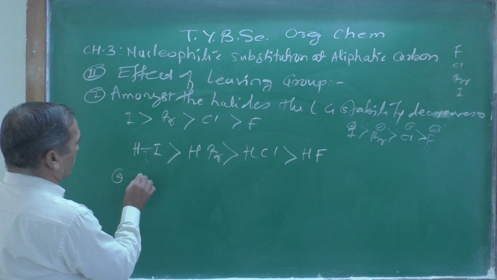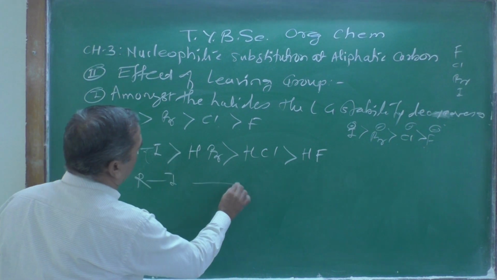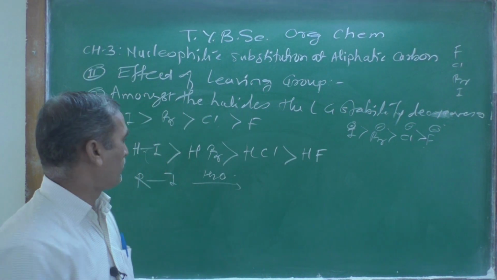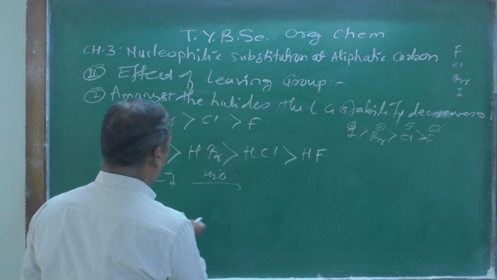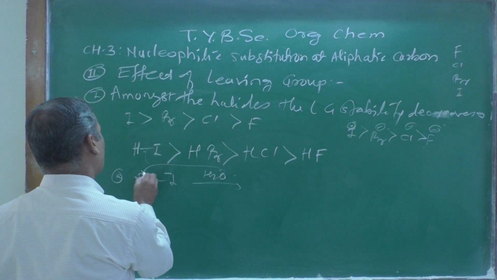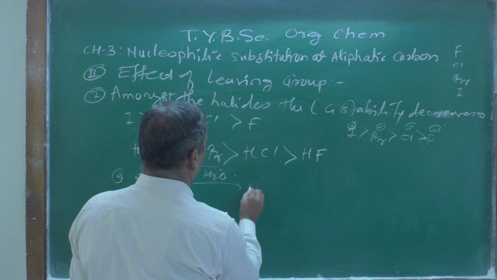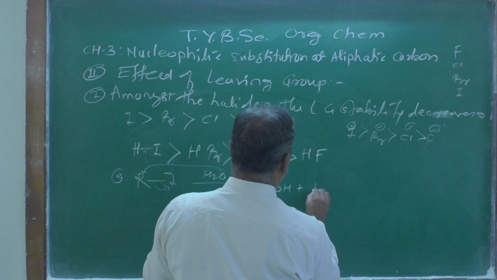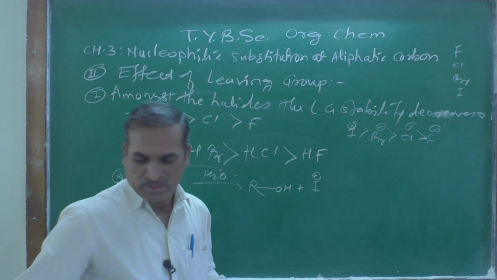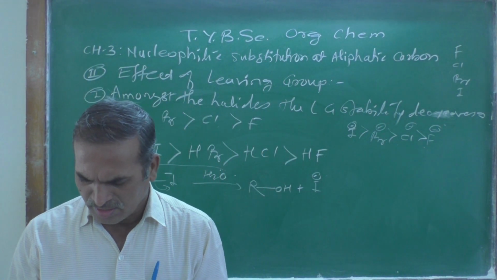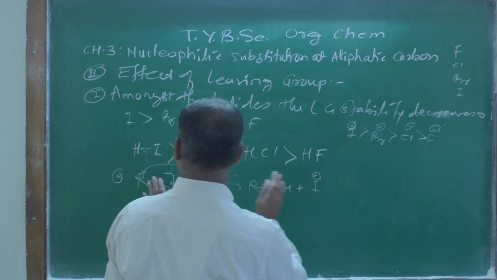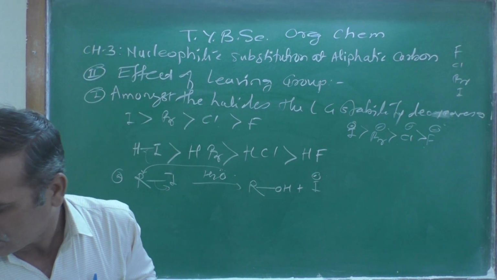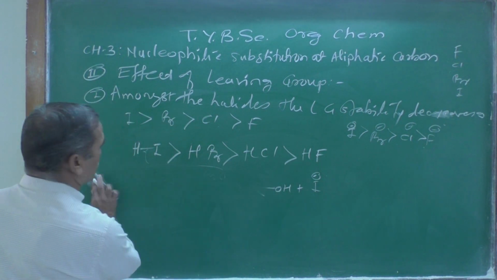So in this way, let us see some of the reactions. Suppose there is RI, which is treated with water. When water is added here, we get the formation of alcohol, as well as HI, and here RCl gives HCl.